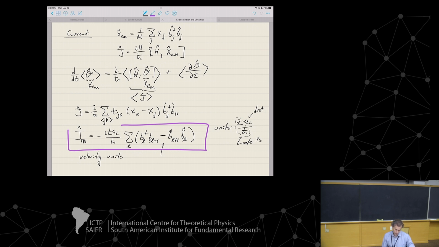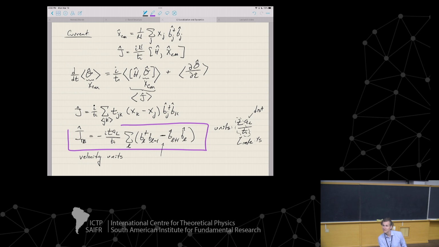Okay, so let's put this on hold for a moment and talk about something that seems unrelated at first, which is called group velocity, and then we'll come back and relate it to this. Am I going too quickly? Any questions about currents? Maybe you haven't seen this before.